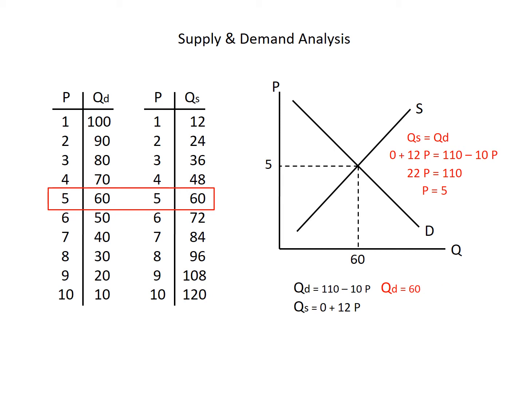And indeed, 110 minus 10 times 5 is 60. And indeed, if we plug the equilibrium price of 5 into our supply equation, we get 0 plus 12 times 5, 60. So that's about it. It's not all that difficult. And with a little practice, you can get really good at this really quickly. But you'll definitely want to get good at expressing relationships with equations.